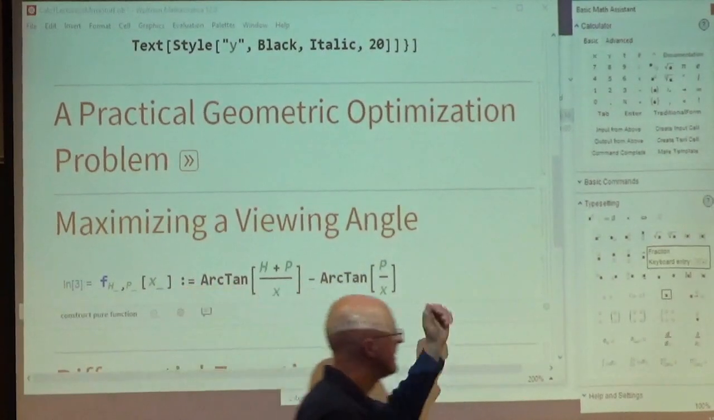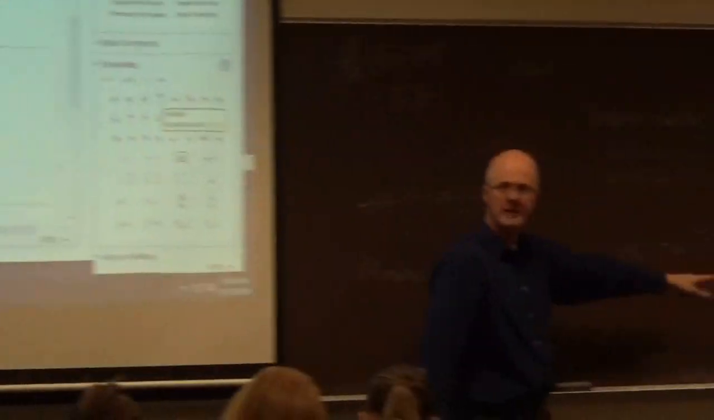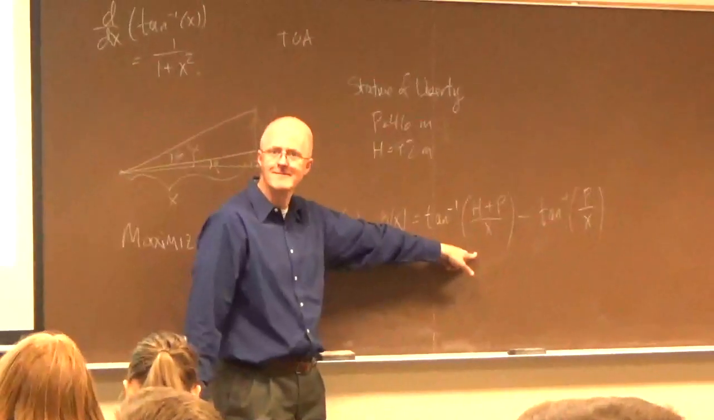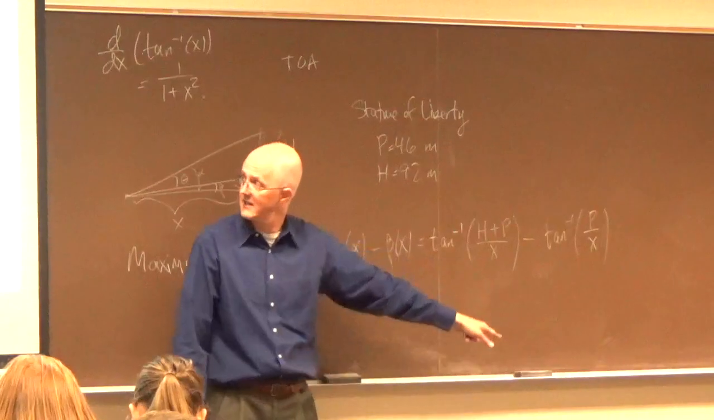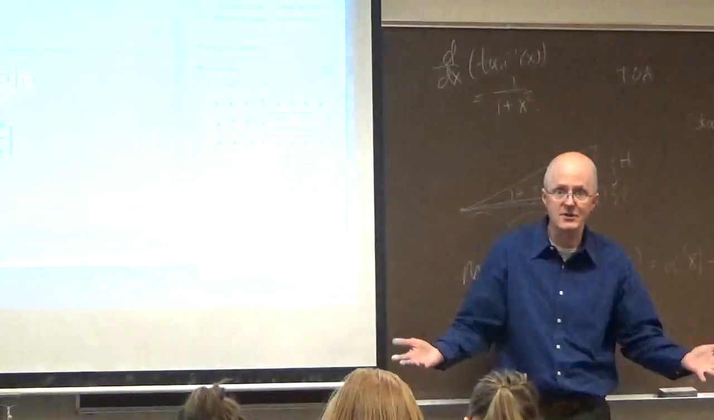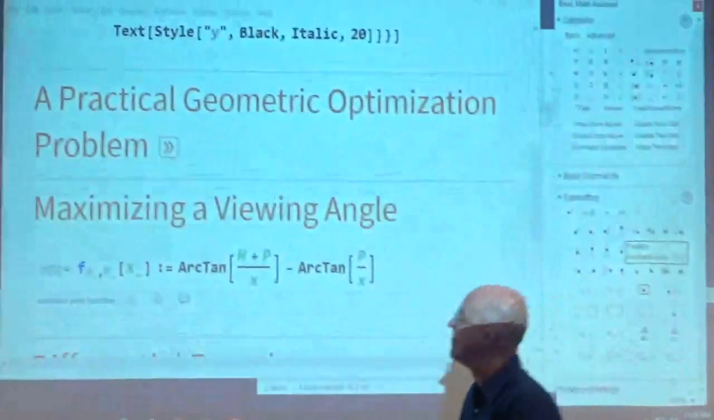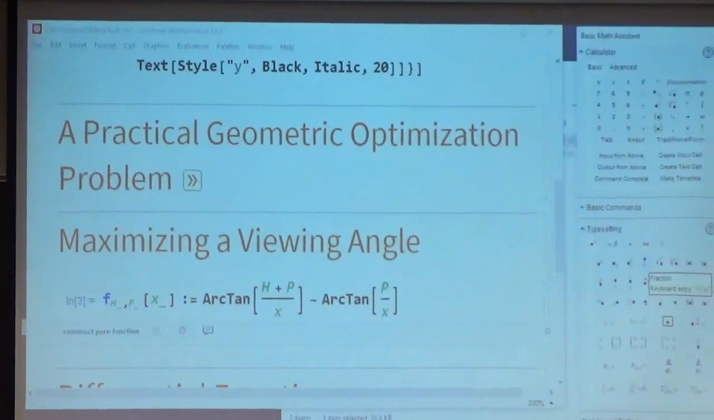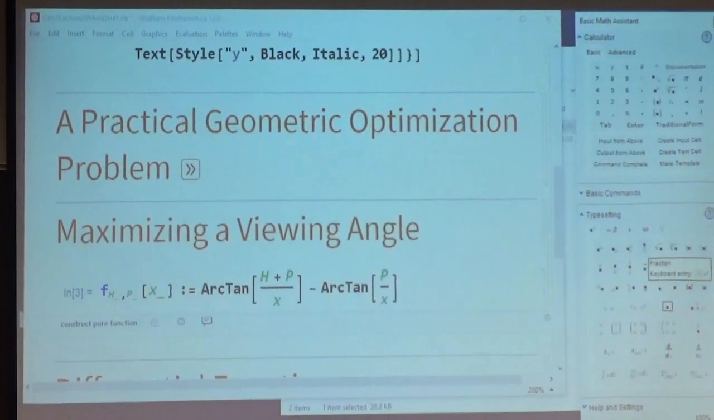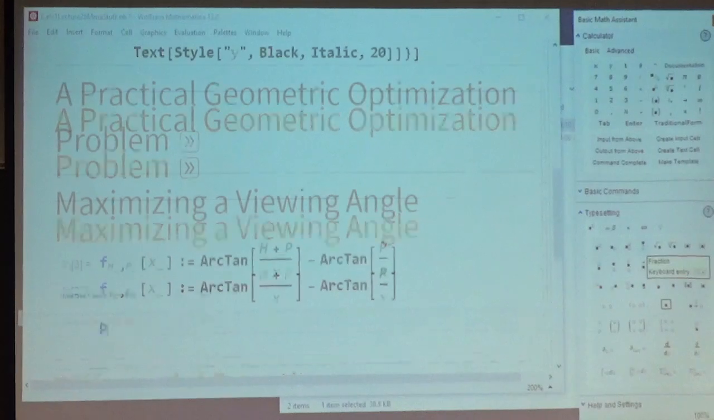Okay, so compare this with this over here. It's the same function. I just typed it in. Arctangent means inverse tangent. Am I really going to get a maximum? Let's do that first, at least with the Statue of Liberty.